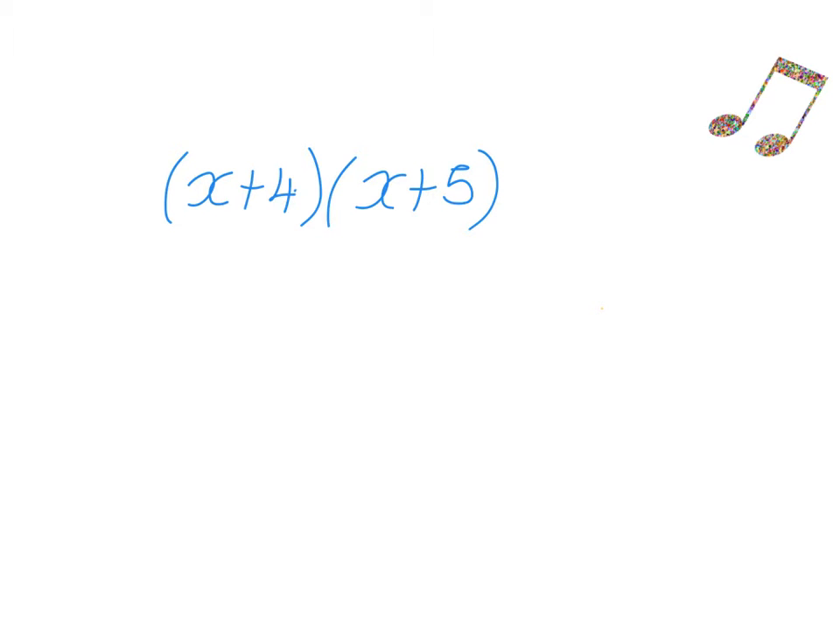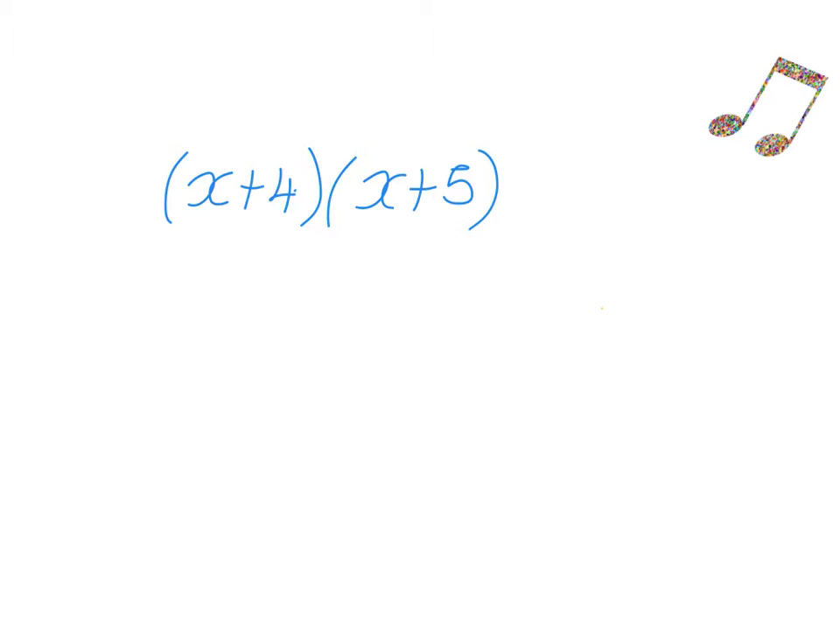Today we're looking at multiplying two brackets with algebraic expressions. We're starting off with a simple one here. So we've got x plus 4 multiplied by x plus 5. And what we need to do is multiply everything together. And in order to make sure that we do that, we're going to do it in a systematic way.